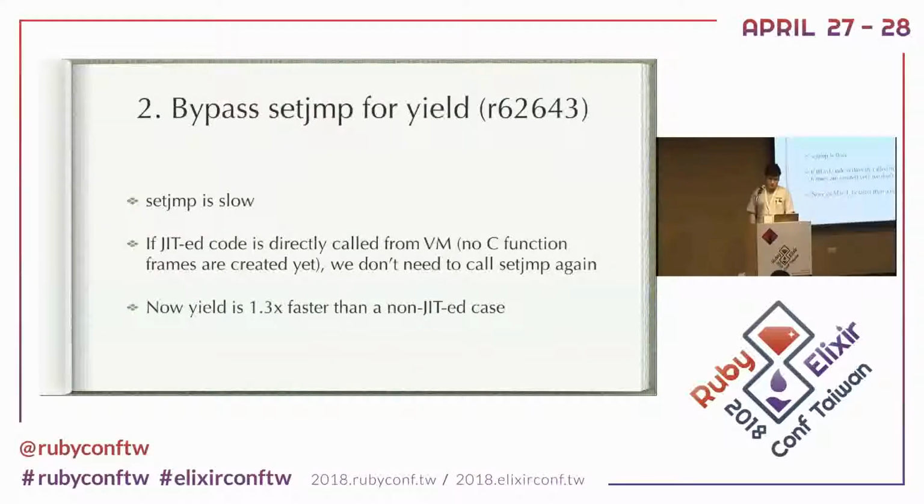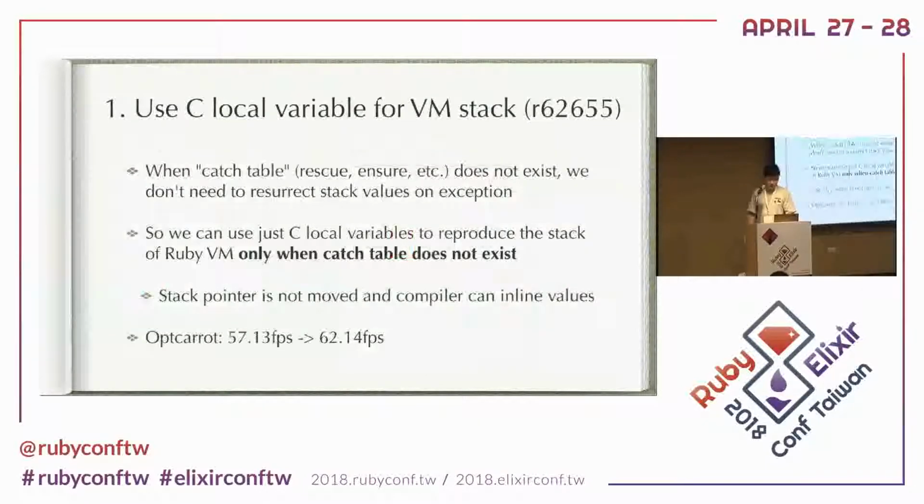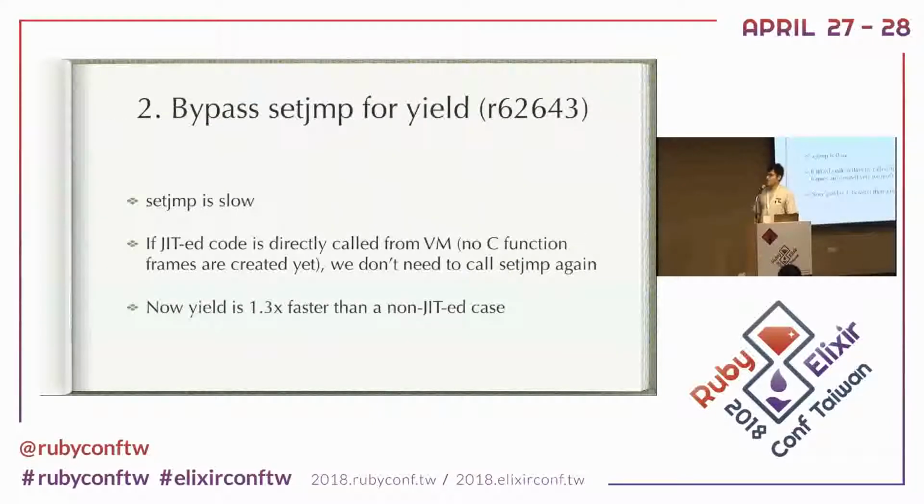Then I also implemented another optimization. When the Ruby VM is executed, it calls the setjmp function. But it's slow because it preserves all the backtrace or register states. So it's slow, and we want to skip the setjmp call if we can. And if the Ruby VM is already invoked and we call the JIT code directly, we can skip the setjmp call. So I did that, and now yield is 1.3 times faster.